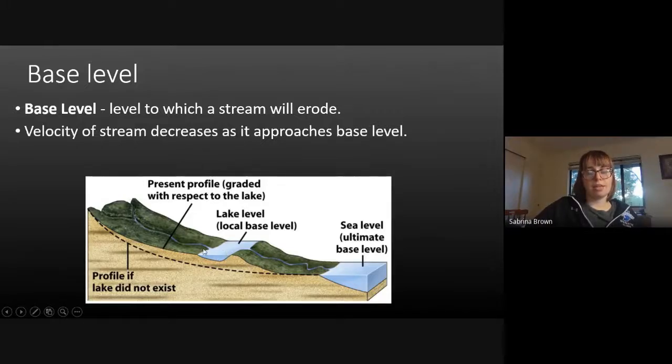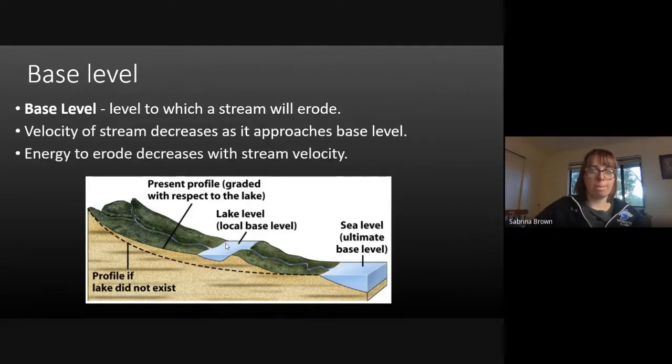And as they get closer and closer to base level, the velocity of the stream actually decreases. And so as you decrease your velocity, the energy of the stream decreases. And as you decrease energy, you decrease the ability to erode, right? So streams with lots of velocity can erode a lot of stuff. So far away from base level, you're going to have lots of erosion. And as you get closer and closer, you're going to have less and less erosion.